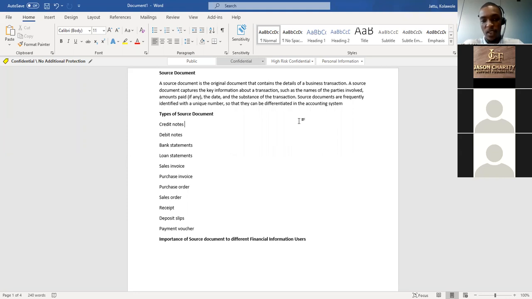Okay, so the next one is now a sales order. A sales order is usually a source document that is raised by the buyer in question, that is the customer. When a customer wants to buy certain goods, the customer will send an order, so we call it a sales order, to the entity or the company or the seller.